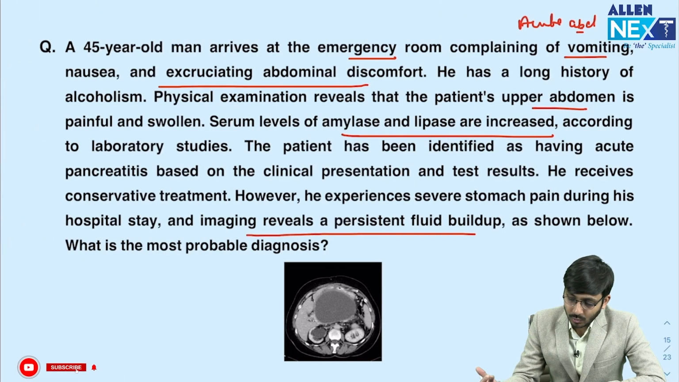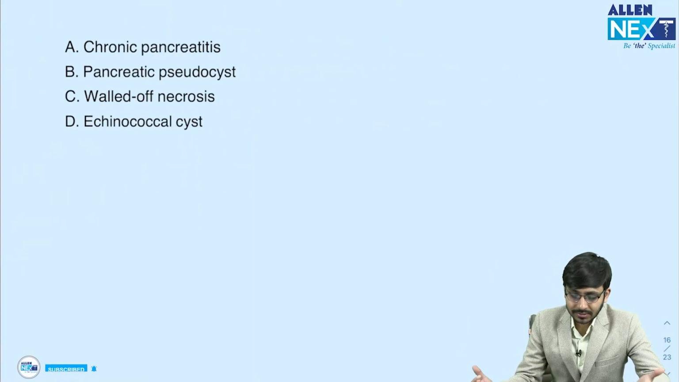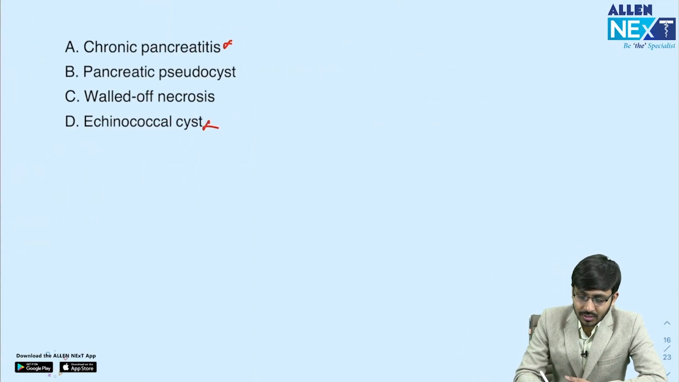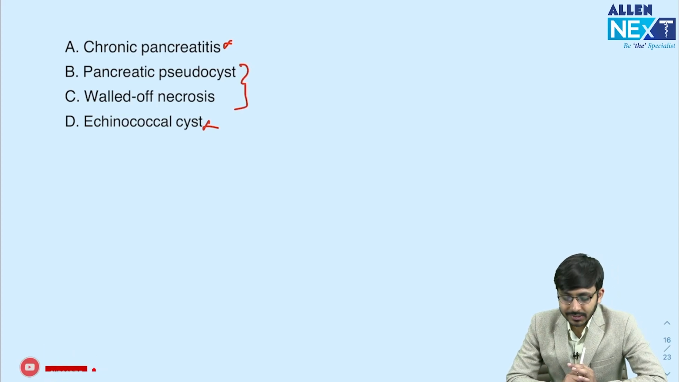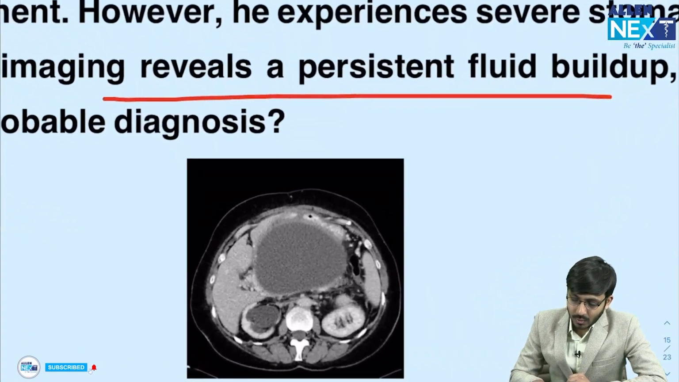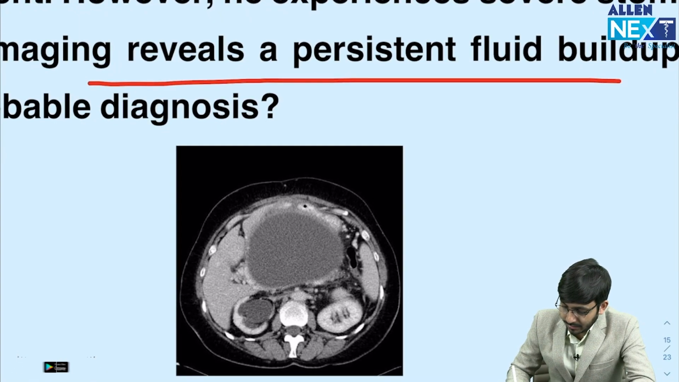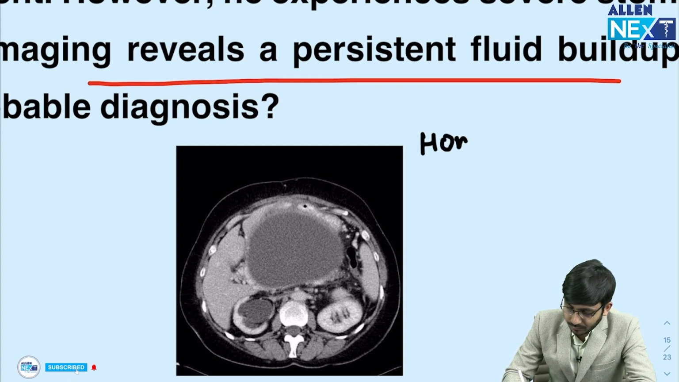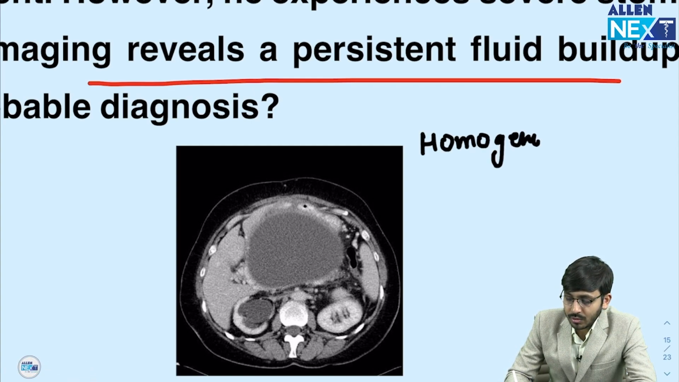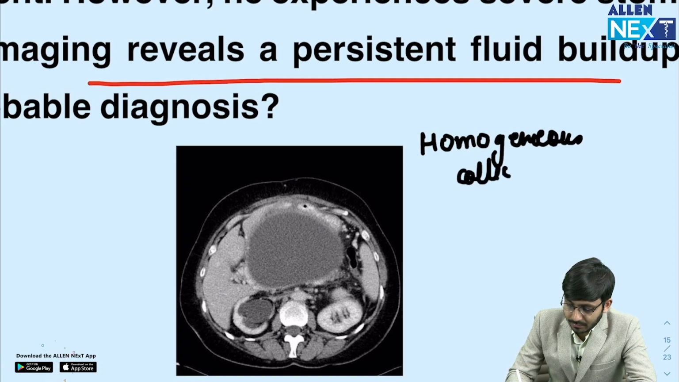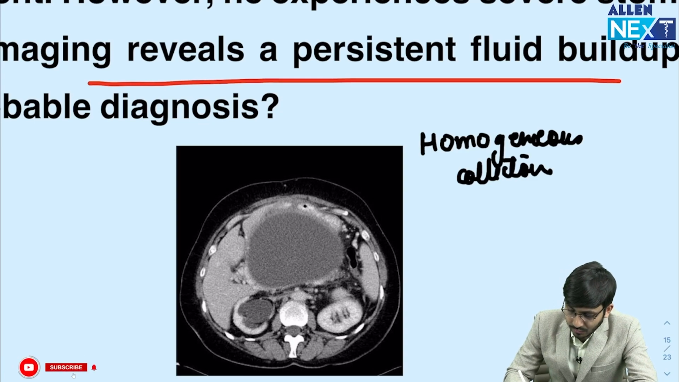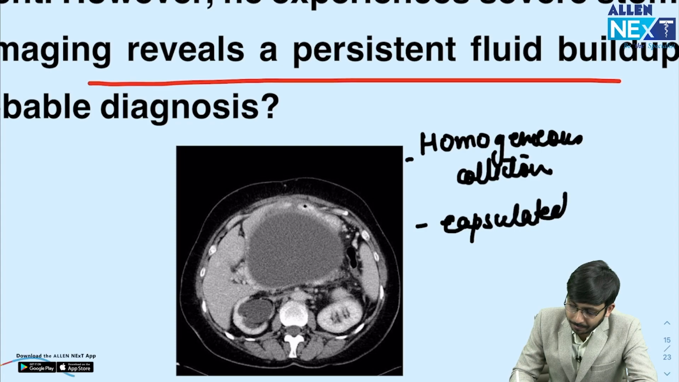So first of all, the question directly mentions acute pancreatitis is the diagnosis. So the other two options will directly be ruled out. So we want to differentiate whether it is a pancreatic pseudocyst or a walled-off necrosis. Now in this image, what do we see here? We see that there is a homogeneous collection. It is a homogeneous collection, that is, it is appearing similar density throughout, and it has a wall, it has a capsule, it is an encapsulated collection.